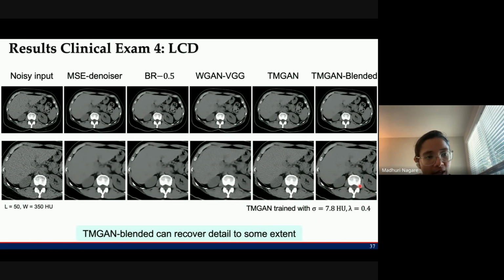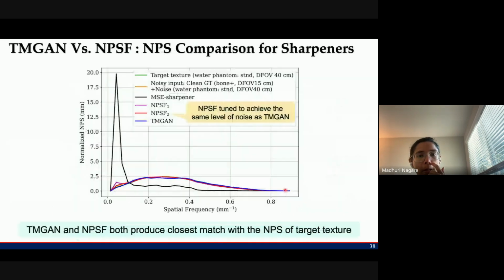This is a very challenging exam because the dynamic range is very, very low. These are the important features clinicians would like to see. None of the images could recover them completely. Even TMGAN blended struggled a bit, but it could recover those features to the extent possible, and it is better than any other image.